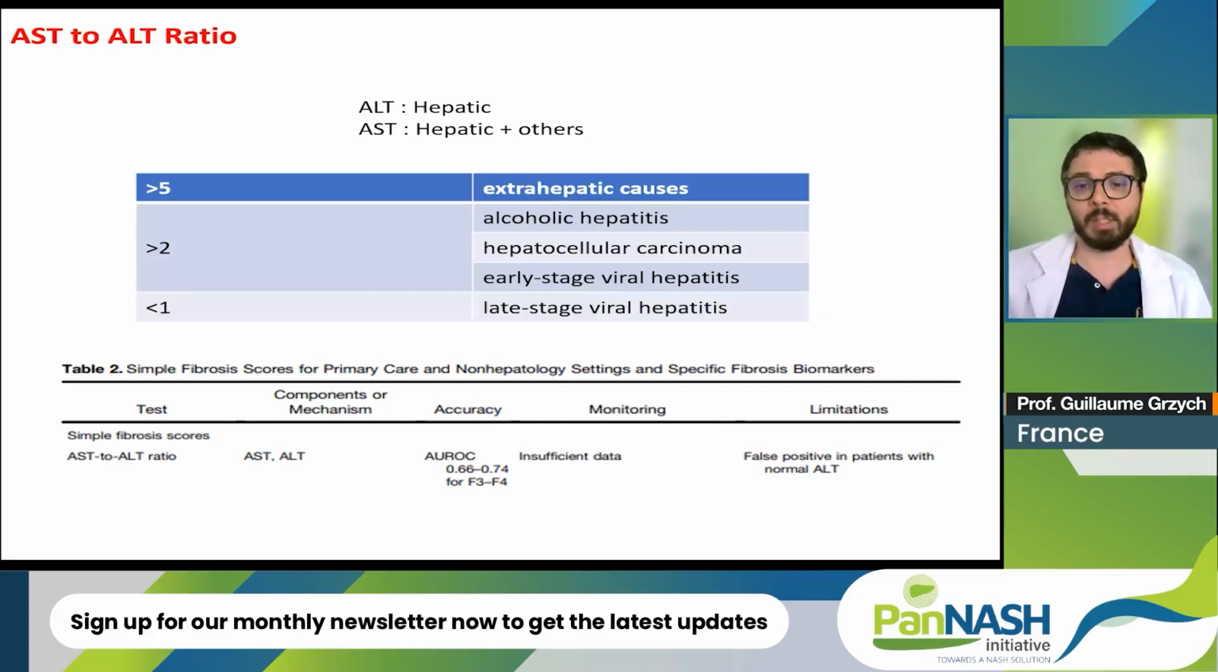Indeed, even in more severe patients, the transaminases decrease. In fact, when you have fibrosis, you have fewer hepatic cells, so you have fewer enzymes. So it's not very good in more severe stages of NAFLD.